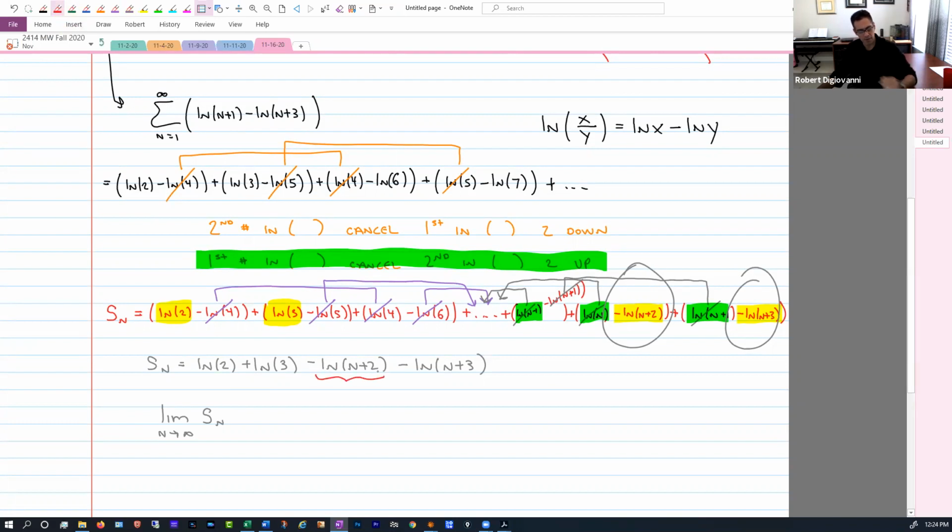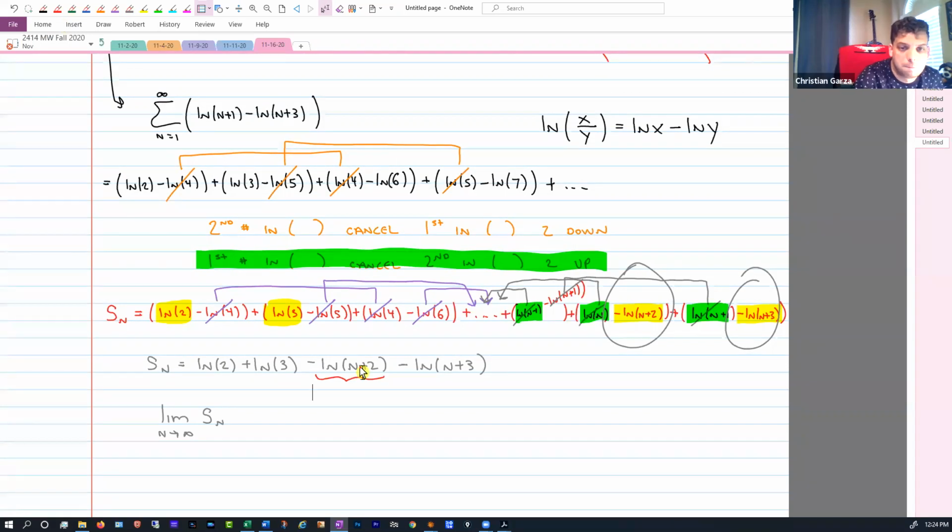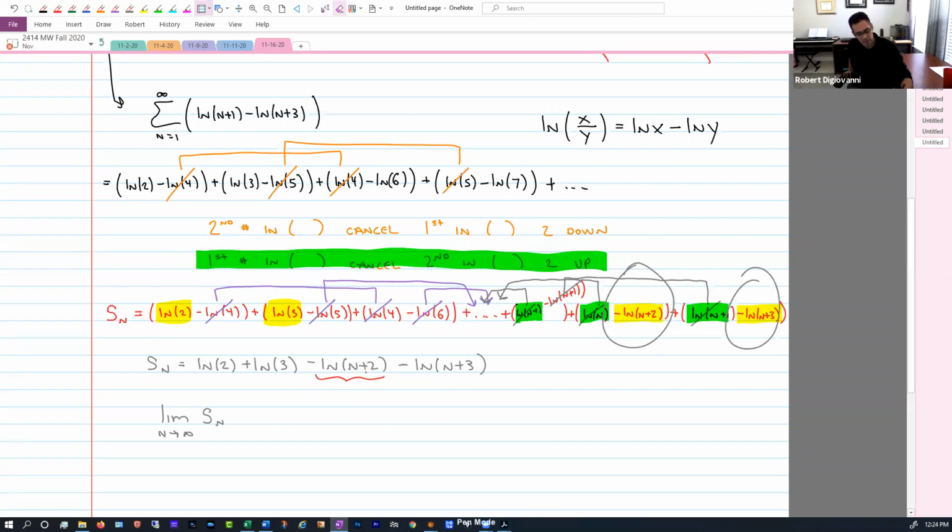What happens to this here? If n goes to infinity, natural log of infinity is, think about what the natural log function does as you go to infinity. Infinity? Goes to infinity. Yeah. So that right there is headed to negative infinity, because there was a negative in front. And then this one right here is also headed to negative infinity.